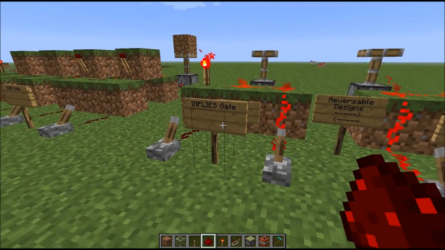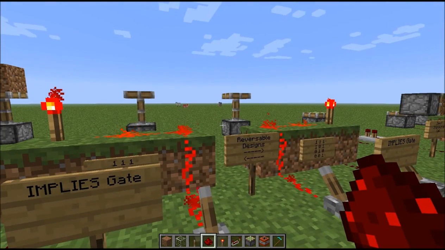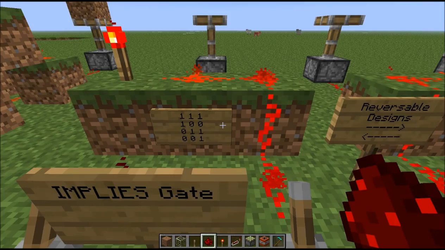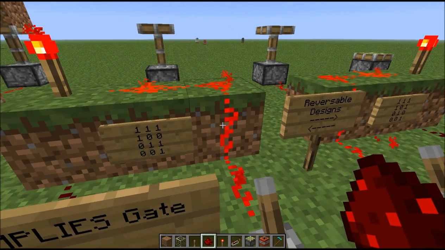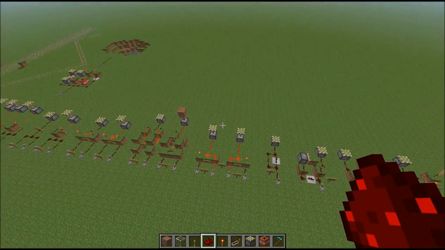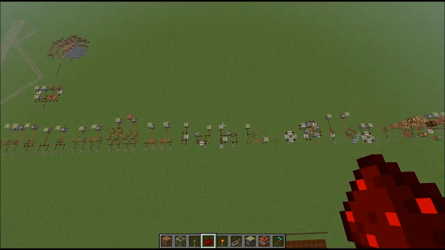I'm told the reason they're called implies gates is because A implies B. I don't know. I guess I can see that A implies B, but B sort of is on its own there. I don't know. Okay, so that was my first of 2 episodes covering redstone logic gates.